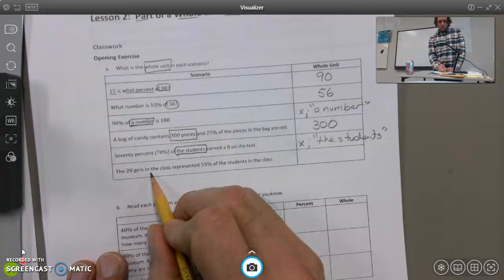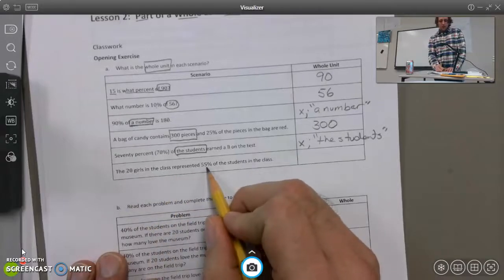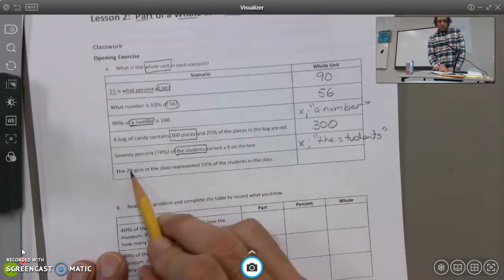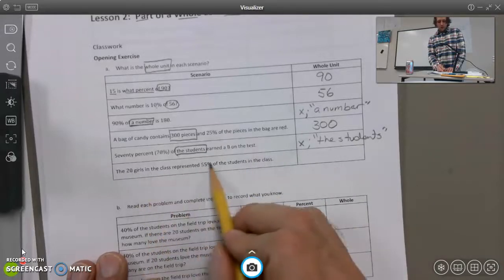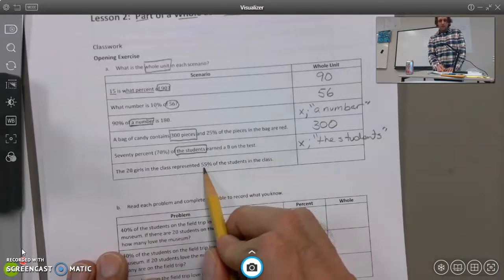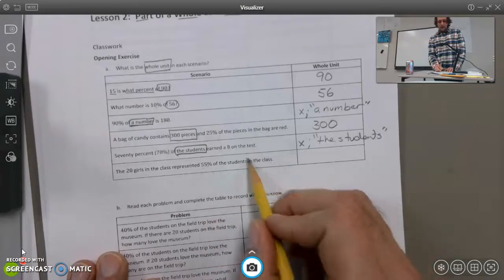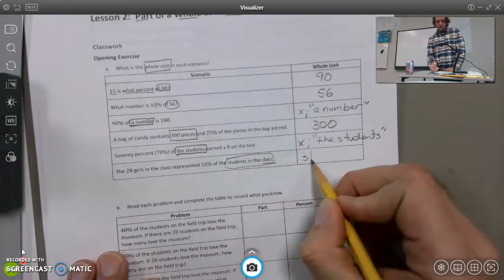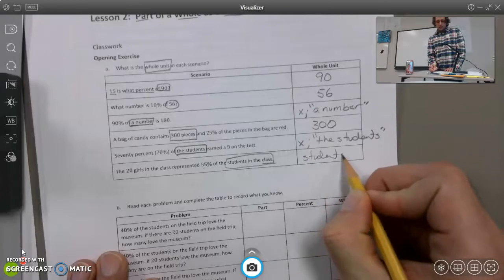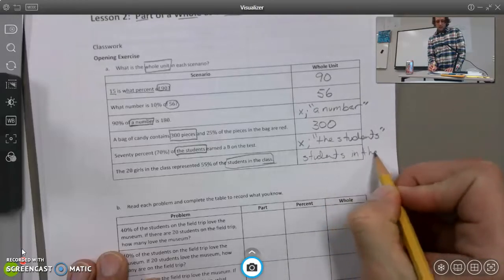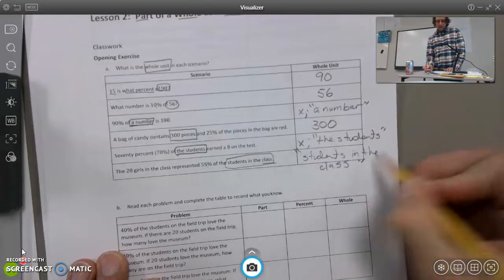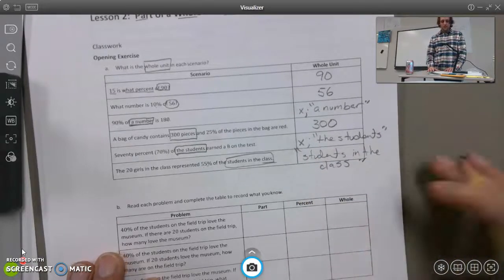The 20 girls in the class represent 55% of the students in the class. So 20 girls are part of the class. 55% is the percentage of the class that they make up. And the whole thing is the number of students in the class. Students in the class would be our whole amount.